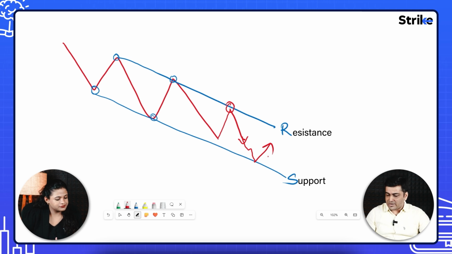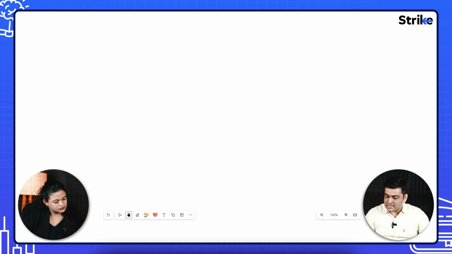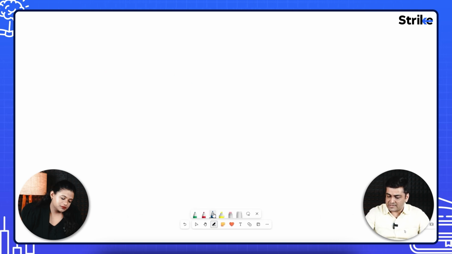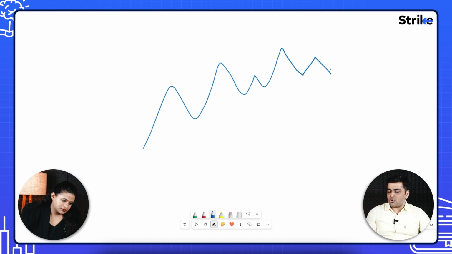Correct. All right. So let's take one more example. Let's say prices have moved like this over here. Now, how to draw a trend line? Here we have to connect two significant tops or two significant bottoms. So look at this. This is a top. This is also a top.